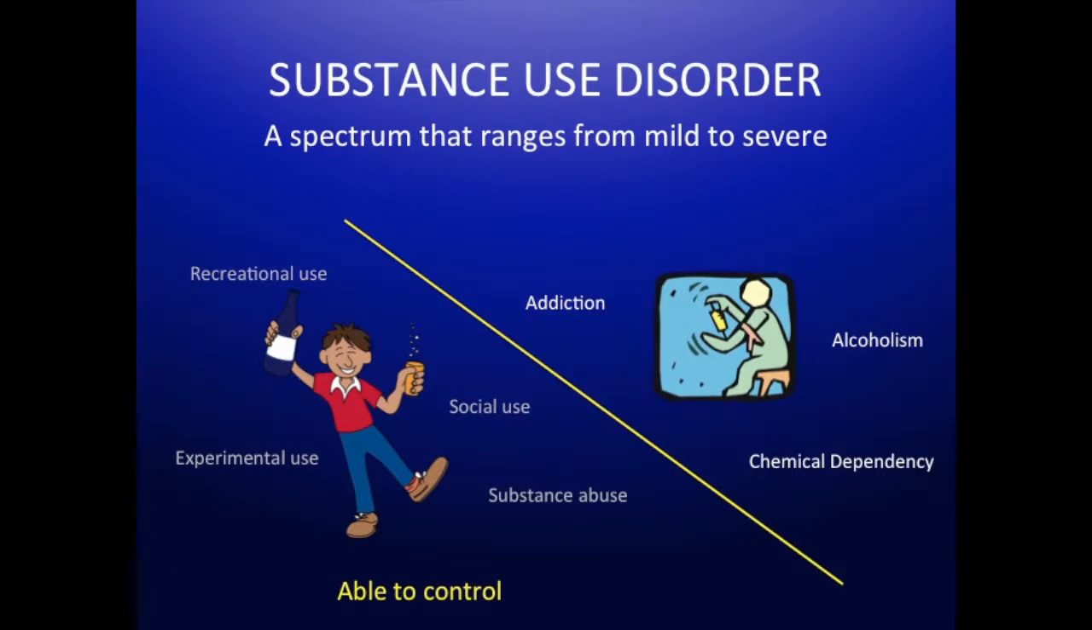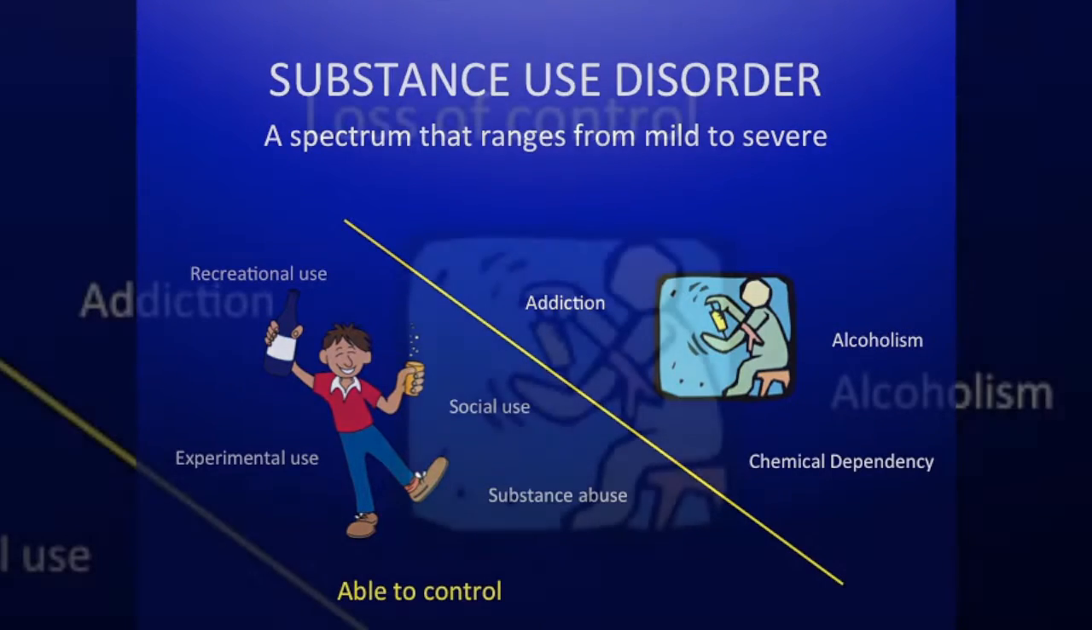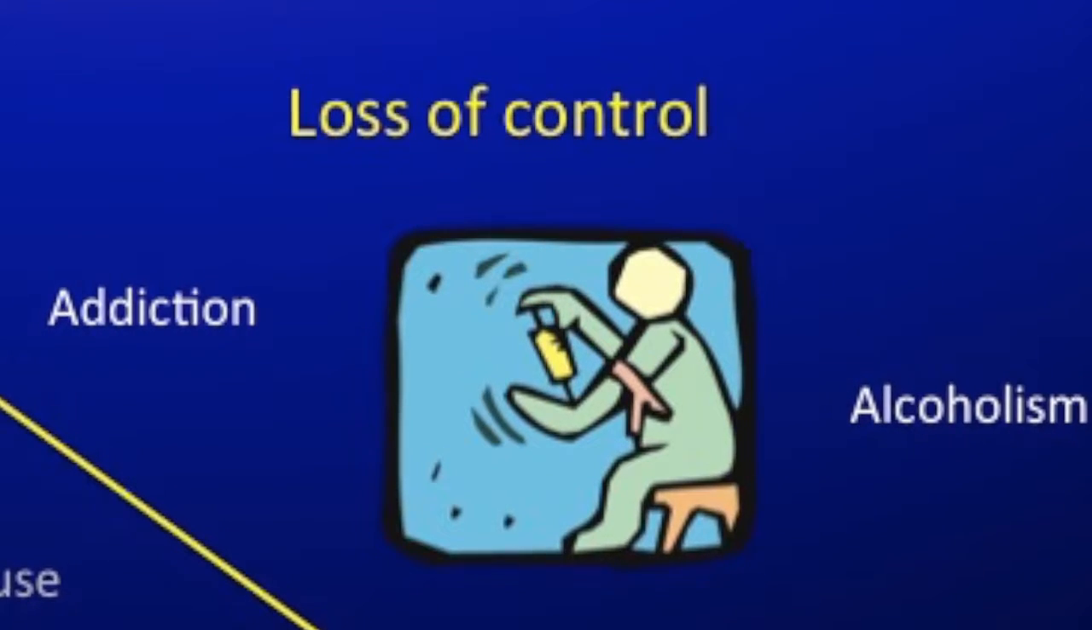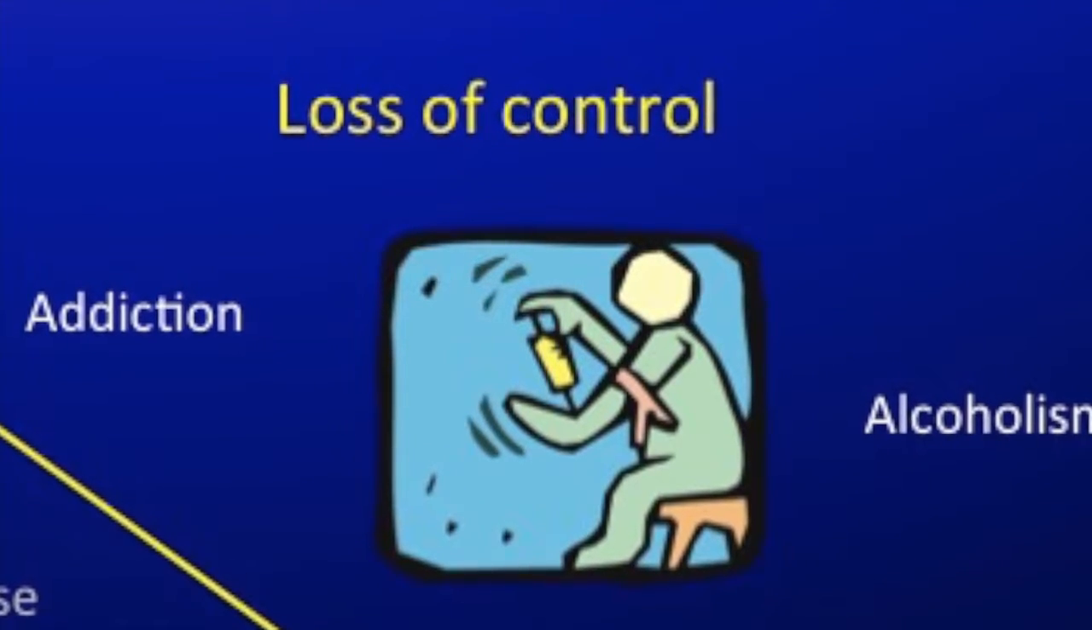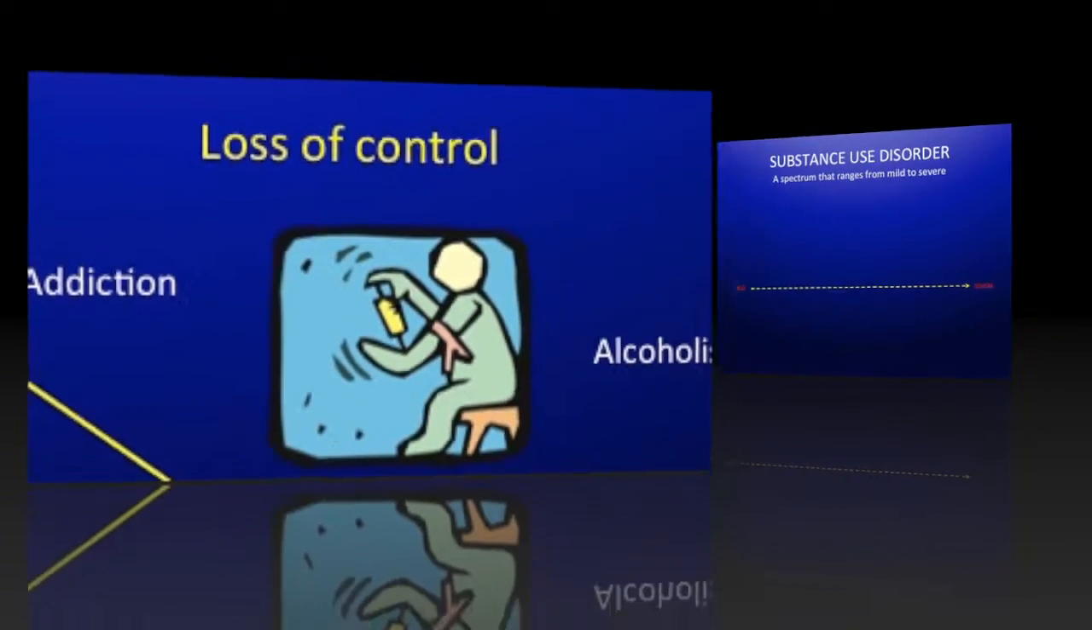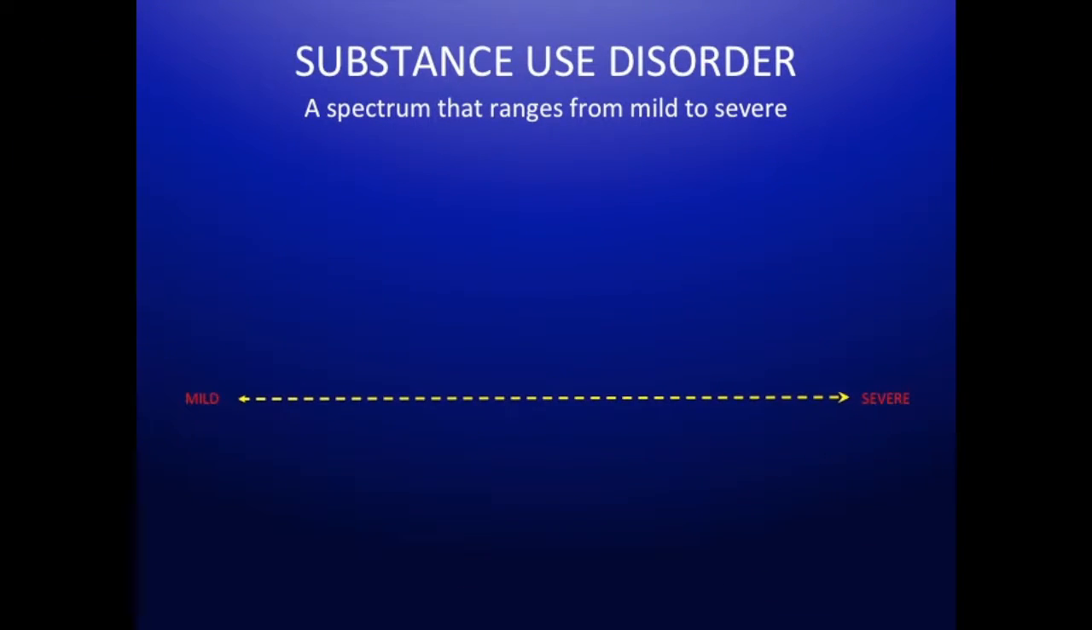At the other end of the spectrum is where we see words like drug addiction, alcoholism, or chemical dependency. You could say that the implication down on this end is that the user has lost control. Bad things happen, and for some reason they're not able to change the behavior, and the bad things continue to happen. So we've got this spectrum that goes from mild to severe.